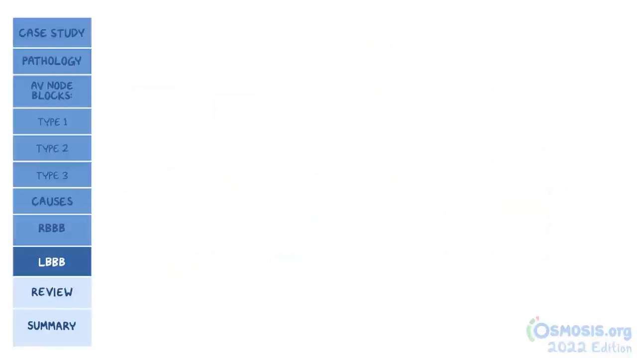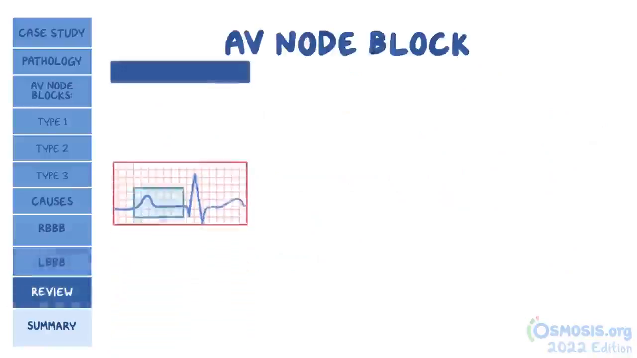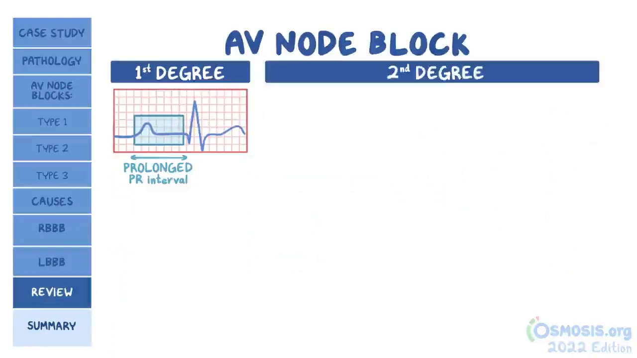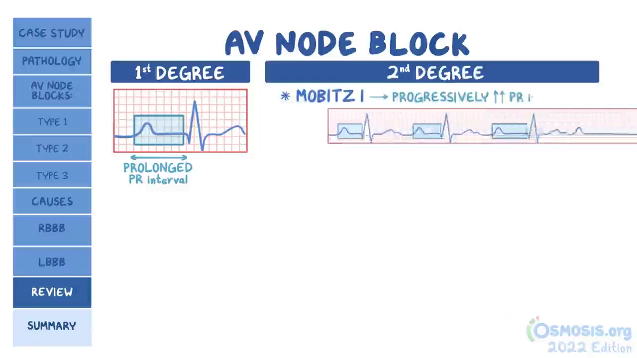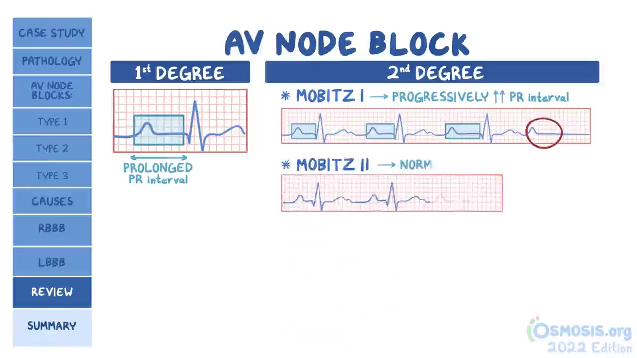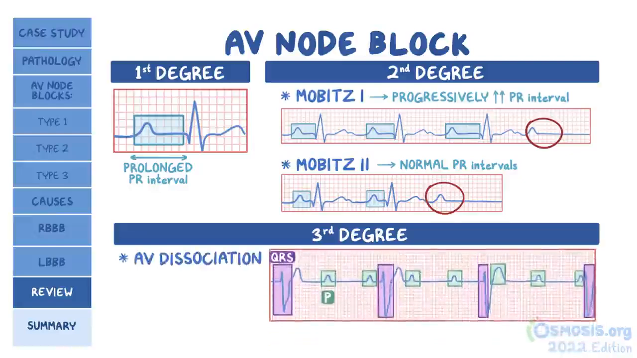Alright, as a quick recap. AV node block is divided into 3 major subtypes. First-degree AV block is simply a prolonged PR interval. Second-degree AV block has 2 subtypes, Mobitz 1 and Mobitz 2. Mobitz 1 is characterized by a progressively prolonged PR interval followed by a dropped beat. Mobitz 2 has a normal PR interval followed by a sudden dropped beat. In third-degree AV block, there is no relationship between the P waves and QRS complexes, a phenomenon known as AV dissociation.